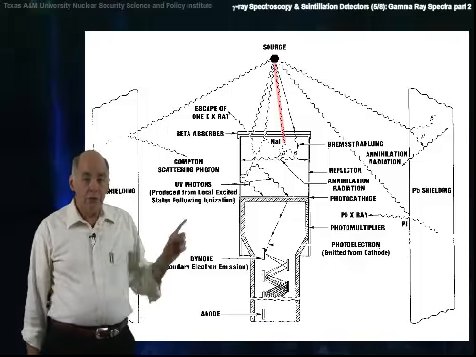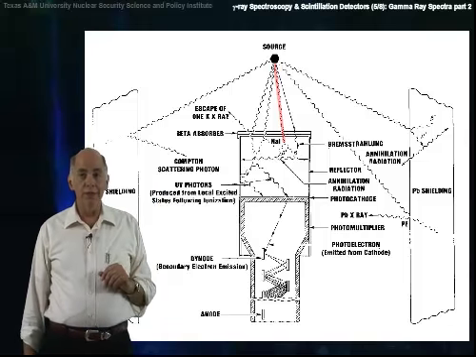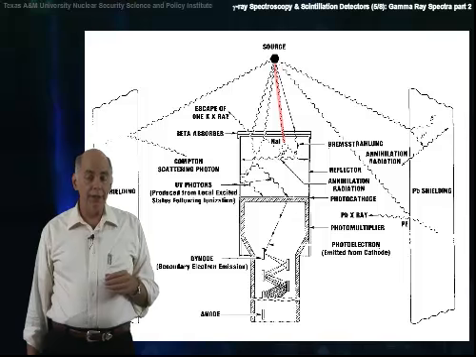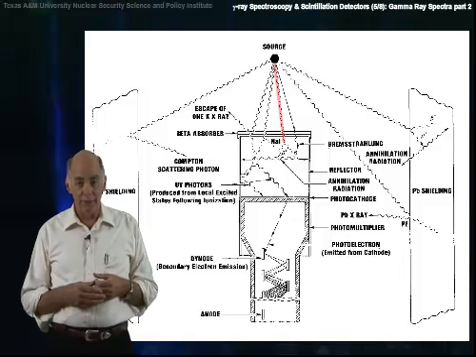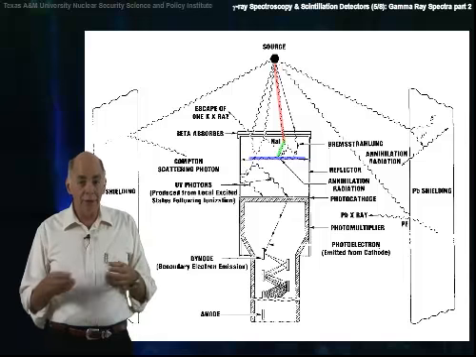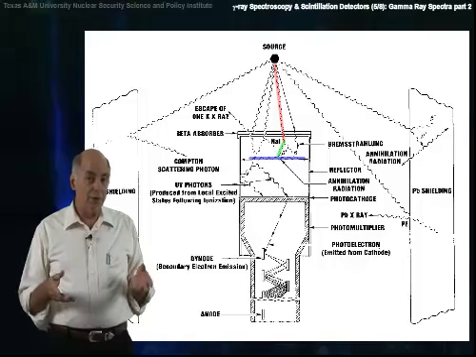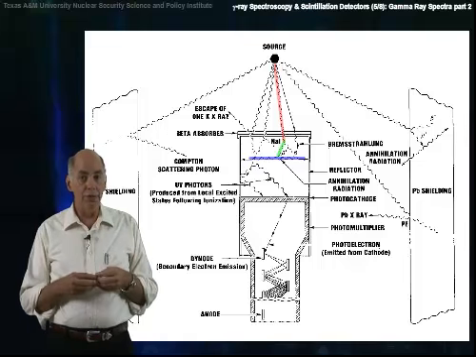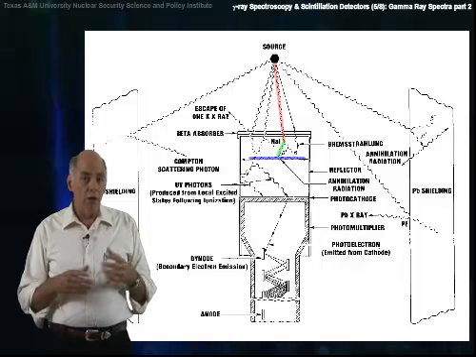If we choose this gamma coming from the source, we see that it interacts by pair production in the detector, creating a positron and an electron. The positron, after depositing its kinetic energy, interacts with an electron and creates two annihilation photons, each having 511 keV.